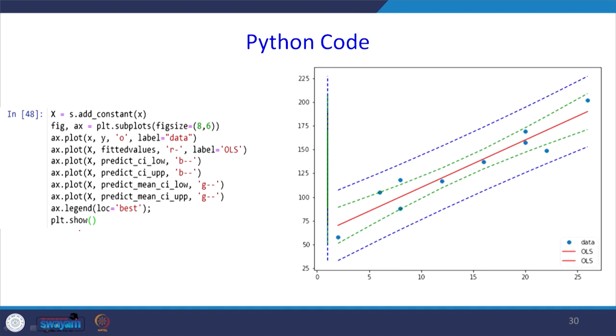When you run this command, you will get this kind of a model. The green one shows the confidence interval, the blue one shows the prediction interval. In this picture, r represents red color, b represents blue color, g represents green color. The hyphen represents what kind of line pattern we need in the picture.